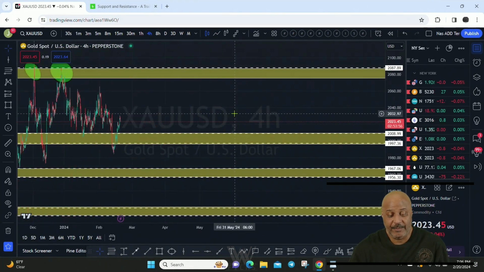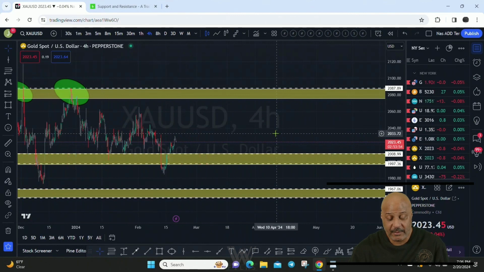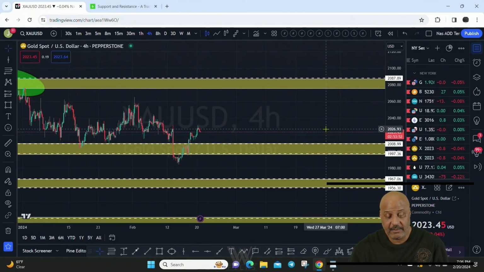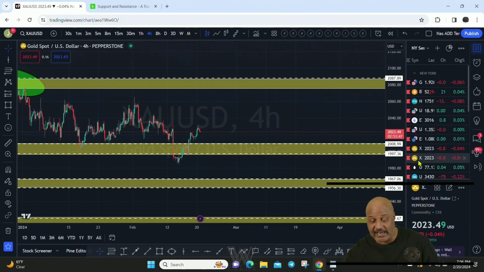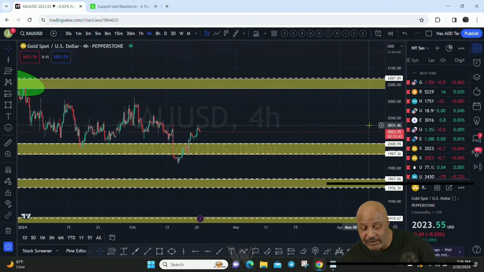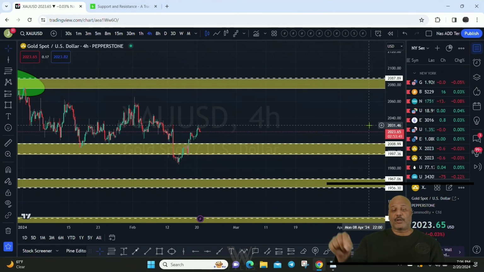All right, so where am I right now? I'm right here. What do you see on that chart right there? You can see I'm current because I got my time right here. This is a 4-hour candle, and there's 2 hours and 53 minutes left on this candle before it closes. The market just opened up. The gold markets open up.